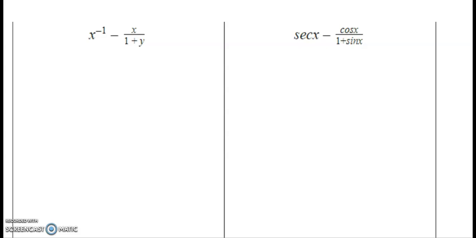So all I'm going to remind you of is that this is another way of saying you need to take the inverse, or in this case, because it's a fraction, reciprocal. So 1 over x minus x over 1 plus y. I'd like you to try and get a common denominator right now. So pause your video and try and get a common denominator with this algebra problem. And then when you unpause the video, you will see the answer to that problem.